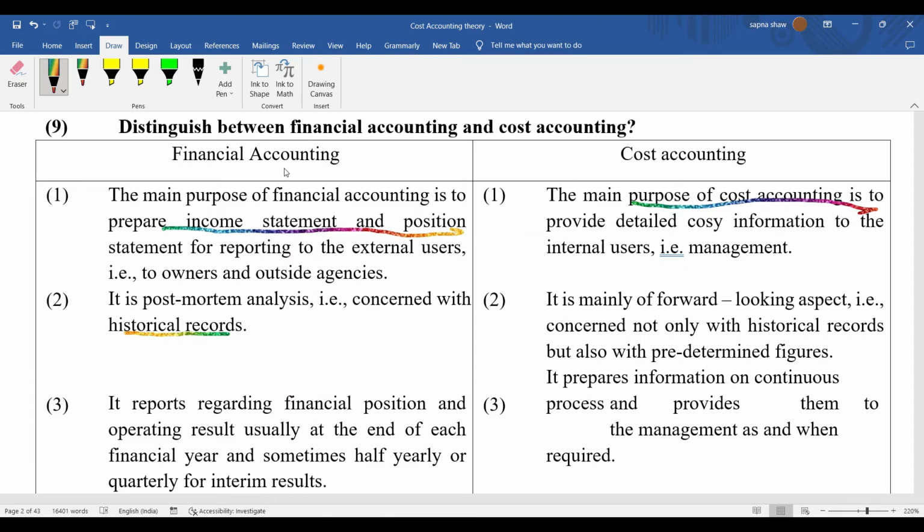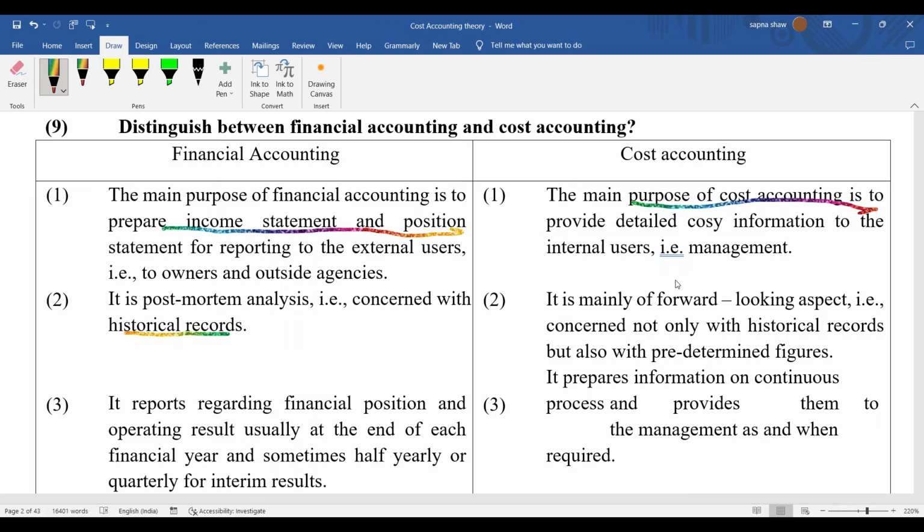So they are using historical data, not present data, and they are not forecasting something related to the future. They are only preparing their accounting on the basis of historical data. But this is not the case with cost accounting. What happens in cost accounting? Yes, they actually use the historical data.